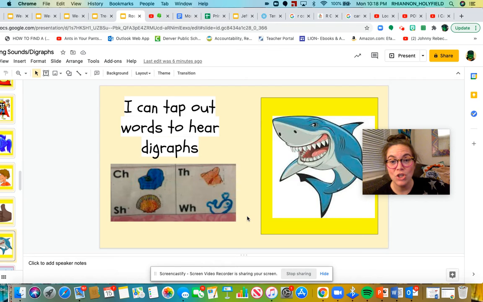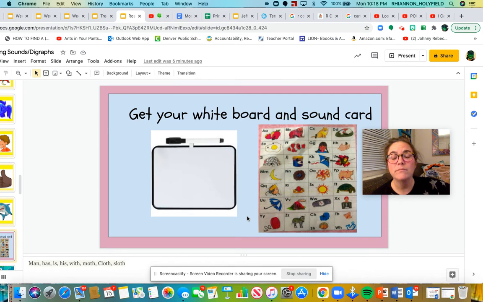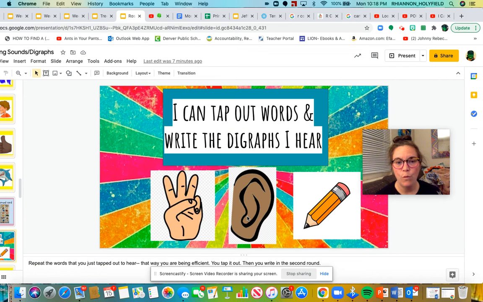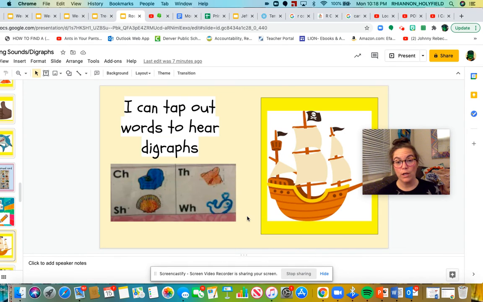All right, by now you've done shark and thumb and chin. Now it's time to practice writing again. So hopefully you still have your writing board, your whiteboard, sorry, or your cereal box or your magical ink from water, whatever you're using. Okay, and now let's practice. Same pictures as before, but this time we're going to tap it out to hear it, check the sound card, and write it.